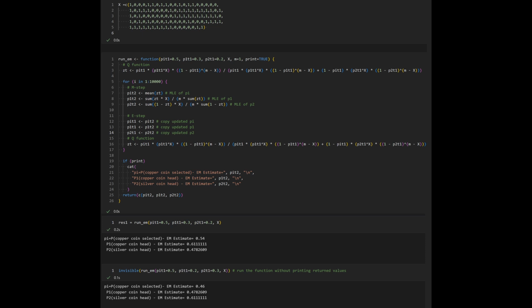Run EM takes in each parameter of theta, the observation vector, m equals 1, and a printer switch. Z t is our Q function. We will run 10,000 iterations of EM. Our maximization step consists of using the MLE to update each parameter of theta from the expectation of the z vector at time t. The expectation step consists of copying our updated parameter into our Q function to update the z vector. Then we have this optional printer.